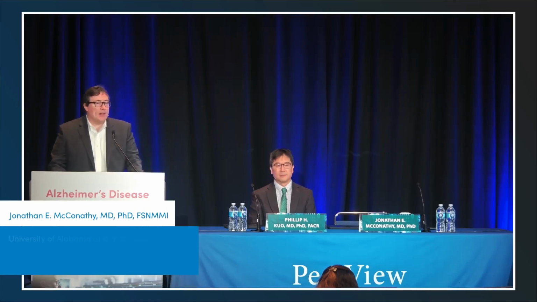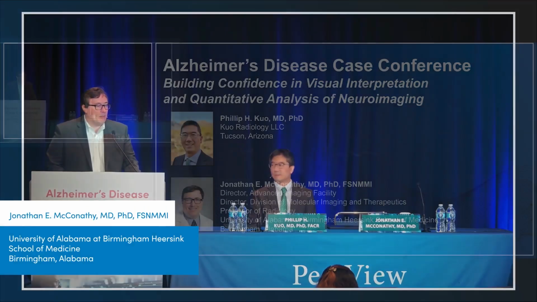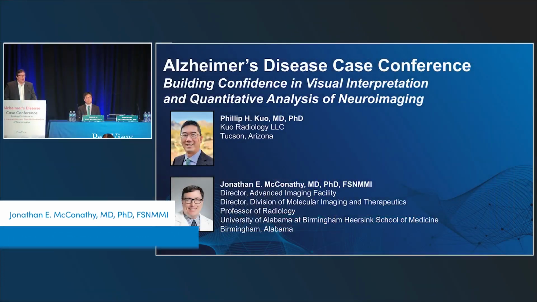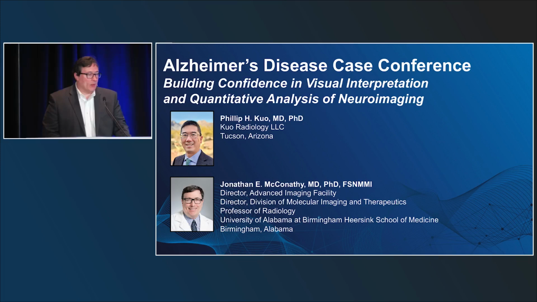Good morning, everyone. My name is John McConaughey from the University of Alabama at Birmingham. I'd like to welcome you all to the Alzheimer's Disease Case Conference. And the goal here is to build confidence in visual interpretation and using quantitative analysis for neuroimaging and evaluation of patients with Alzheimer's disease. I'm joined by Phil Kuo, who's an expert in molecular neuroimaging, and he'll, in a moment, start off with the first part of the program.